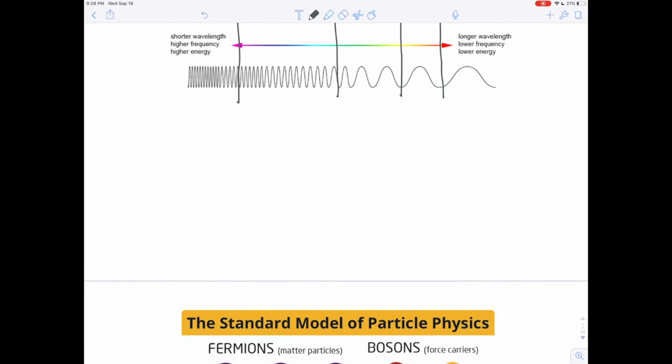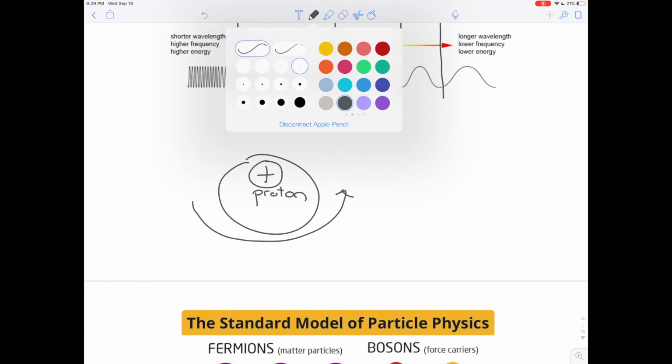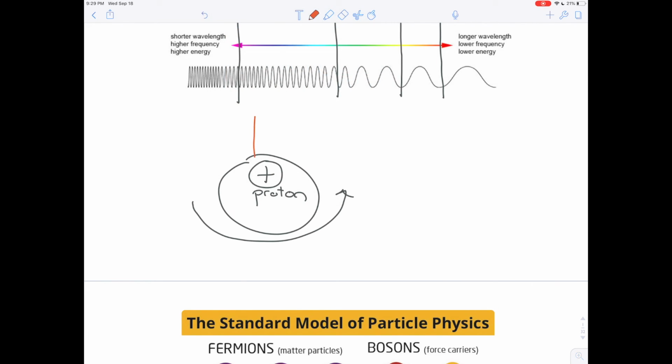So anytime charge moves, it creates a magnetic field. Let's say you had a proton. The proton in the nucleus isn't just sitting still in a nucleus. It's knocking against the other subatomic particles in the nucleus. It's spinning, it's rotating, it's bouncing around. When that positive charge moves, when it spins around, it creates a magnetic field, and I'm going to draw that in as a little bar magnet.